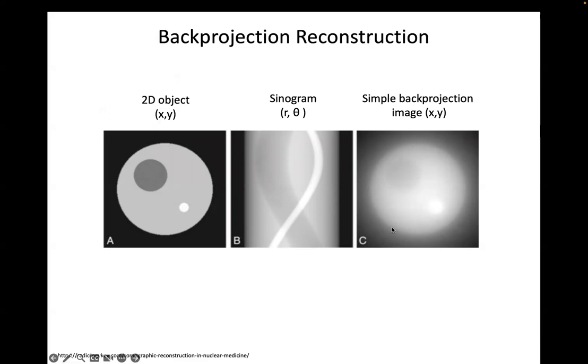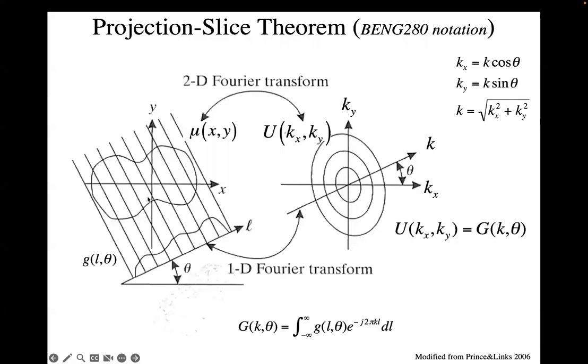And it turns out we need to modify these projections before doing this back projection. We can't just simply back project this thing. We need to modify this projection in order to make this an accurate representation of this. And how we do that modification comes out of what's called the projection slice theorem.